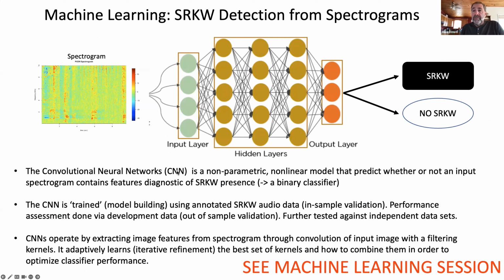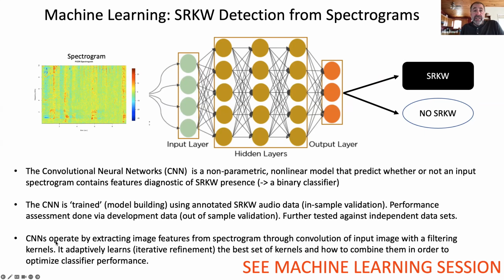Well, I'm not doing it, but Fabio and Oliver and various people are doing that. In my language, this would be a non-parametric nonlinear model. How do CNNs work? Essentially, you train CNNs based on annotated data. So you have spectrograms and you have metadata on those spectrograms that say whether or not a killer whale, or a southern resident killer whale, was present during the time that spectrogram was taken. That's called in-sample validation if you're into statistics. After you build a model, you then validate the performance using an independent data set, out-of-sample validation, and you may do further testing on that.